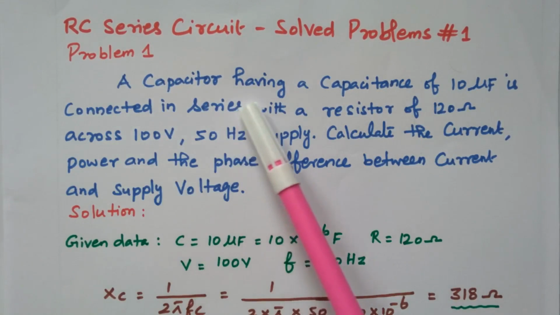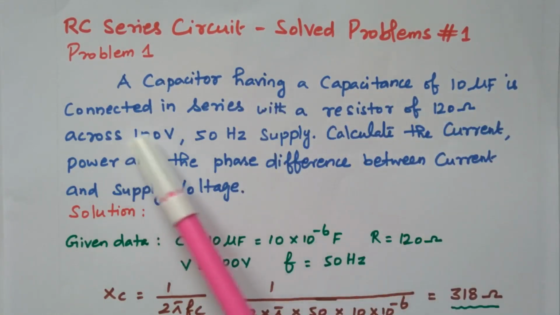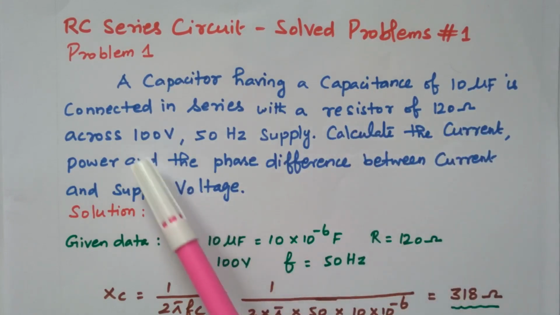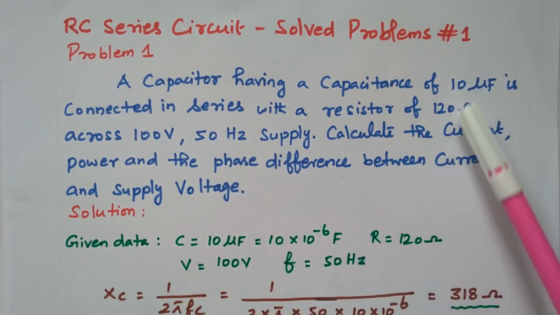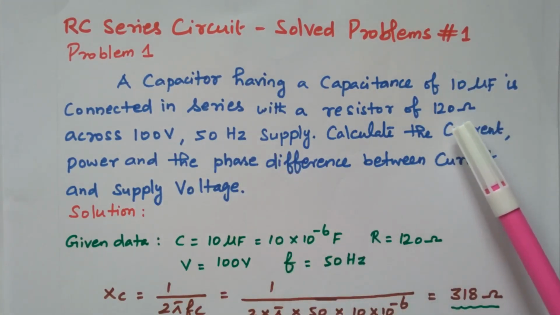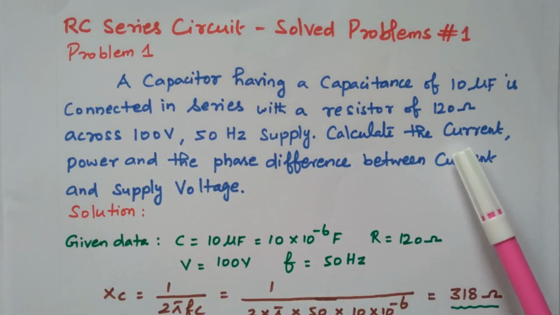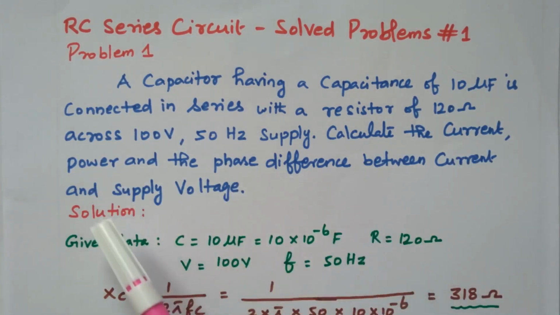A capacitor having a capacitance of 10 microfarad is connected in series with a resistance of 120 ohm across a 100 volt, 50 Hz supply. This resistor and capacitor are connected in series across this supply. We need to find the current, power, phase difference between current and voltage, and power factor. We need to find these parameters.